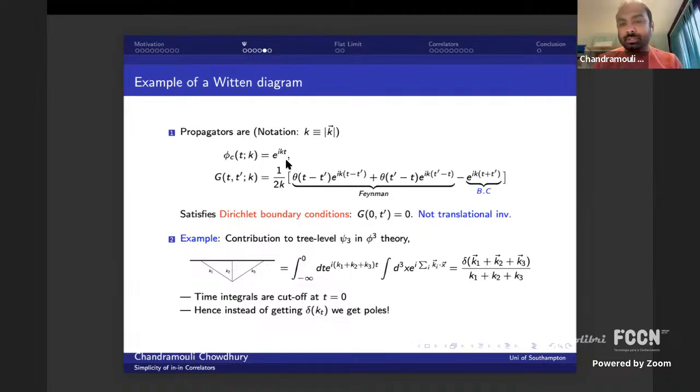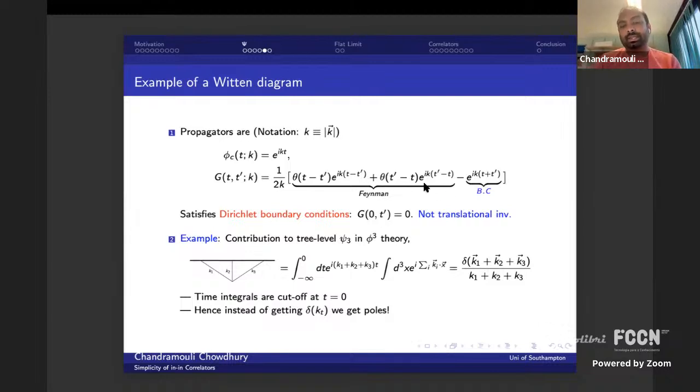And a very similar thing is also true for the bulk to bulk propagators. The bulk to bulk propagators are now sums of two terms, where one term is very familiar, which is the standard Feynman propagator in flat space. And this other term is the one which breaks translational invariance and is required because you want fields to satisfy Dirichlet boundary conditions.